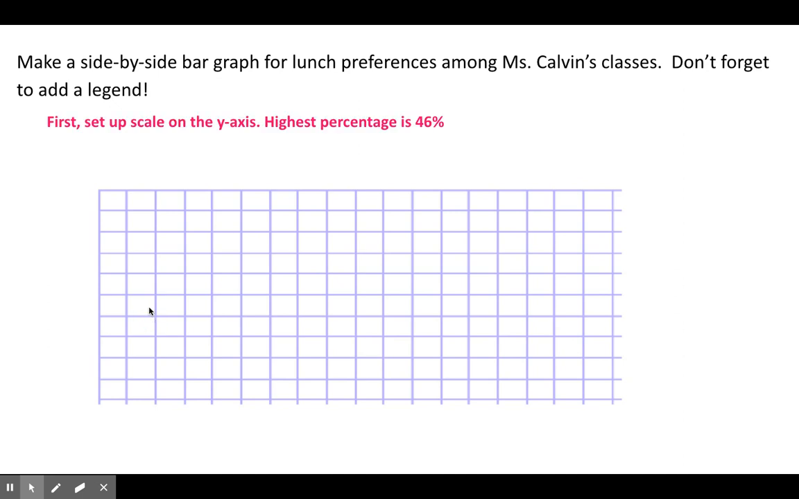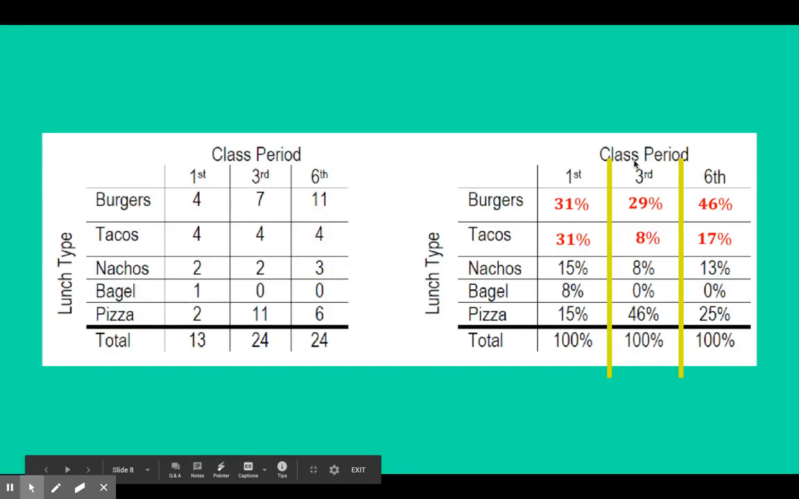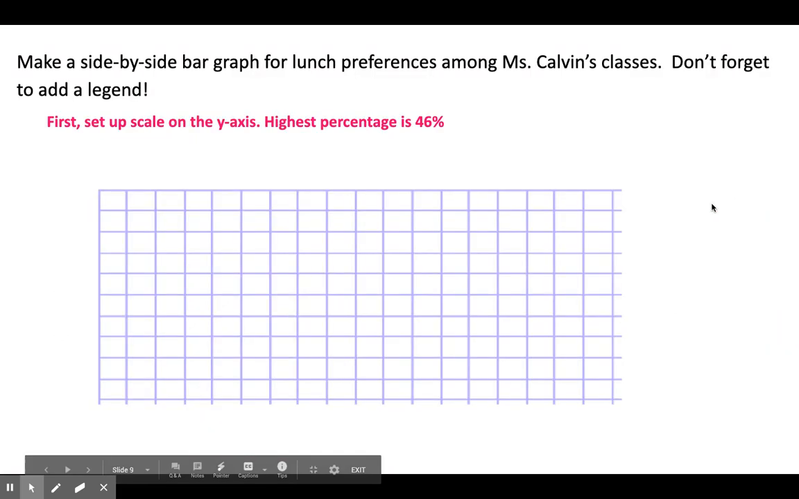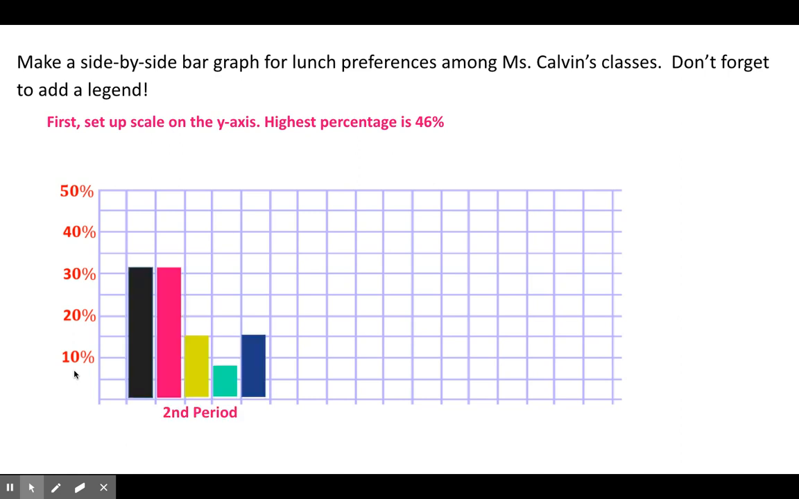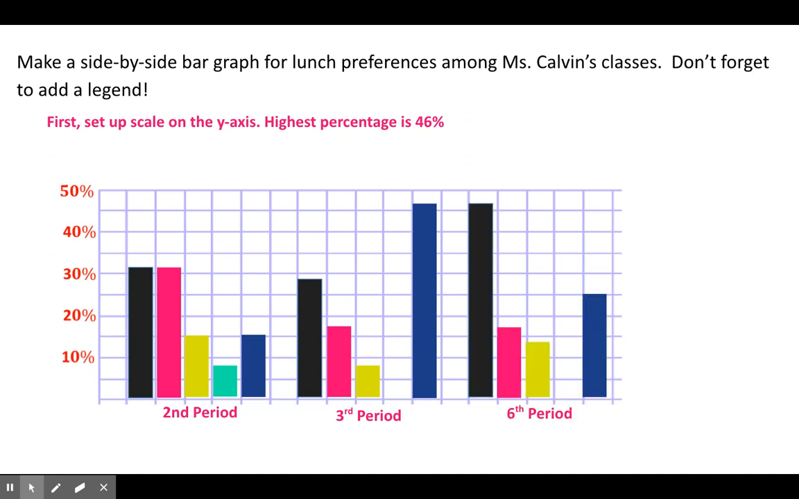The first thing is I'm going to set up my scale on the y-axis. The highest percentage from my list over here was 46%, so I just need to make sure my y-axis goes up to at least 46%. So I'm going to make it go to 50, and then I'll put in some other marks along the way. I'm going to separate my second, my third, and my sixth period. All I did was go back to my chart with the percentages and create these bars for each one.